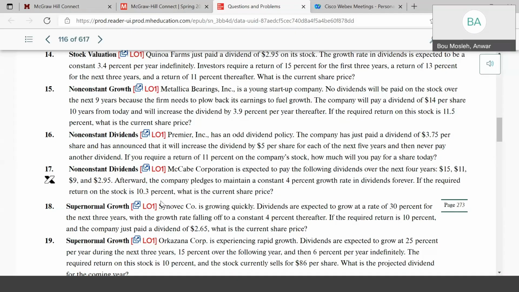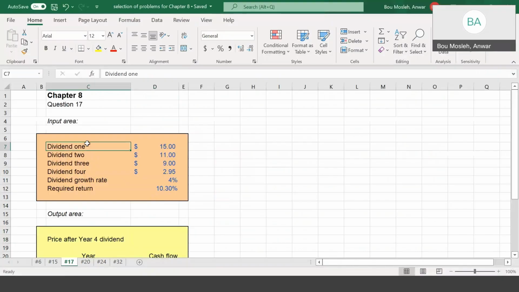And again, all right, so we have dividends in year 1, 2, 3, and 4: 15, 11, 9, 2.95 respectively. The dividend growth is 4% and required return 10.3. So we have the givens here. We're asked about the price today. Well, in order to get the price, we know that, again, this is an abnormal period of time. There's no conformity, so we don't have a constant growth model. It's 15, going down to 11, down to 9, down to 2.95. So it's decreasing dividends at a random rate as well.